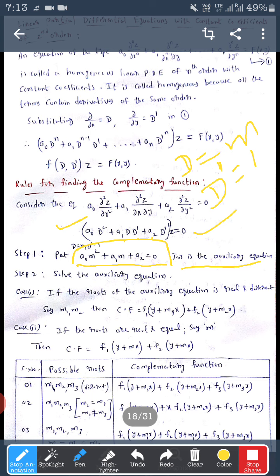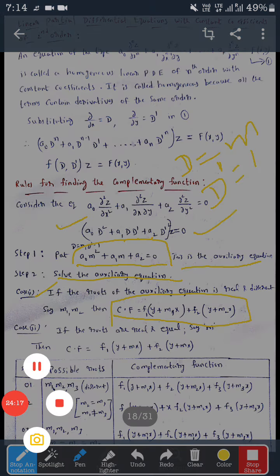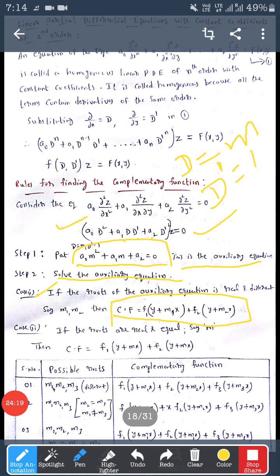This we call the auxiliary equation. Solve this auxiliary equation by usual methods. If the roots of the auxiliary equation are real and distinct, here two cases will arise. If the roots are real and different, then we write the complementary function like this: CF is equal to f1 of y plus m1x plus f2 of y plus m2x.